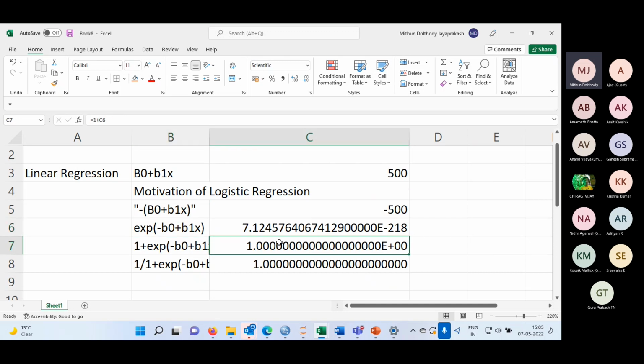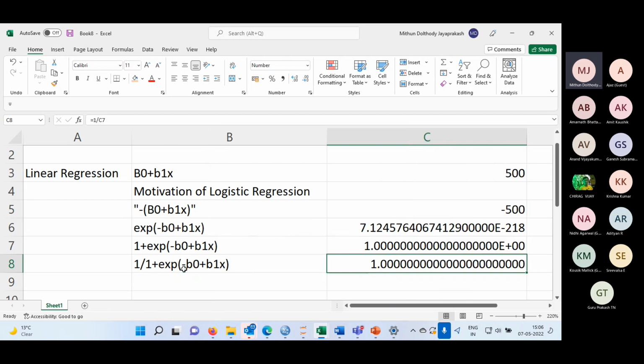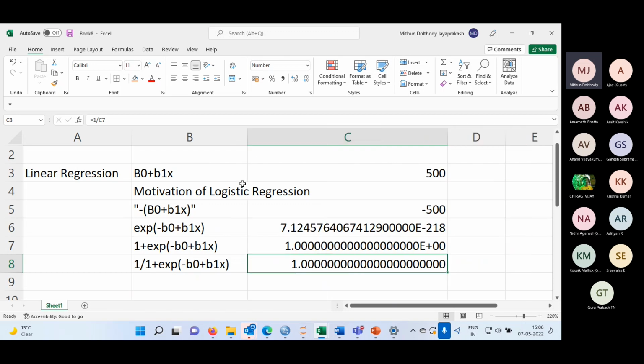Why am I adding 1 in the denominator? Because the denominator becomes bigger. As the denominator becomes bigger, the overall quantity will reduce. So that is what I'm doing here. So the moment you do this, 1 divided by 1 plus exponential of whatever is inside, the bracket is nothing but the right hand side of your linear regression model. The final result will always be between 0 and 1. Are you able to get this?